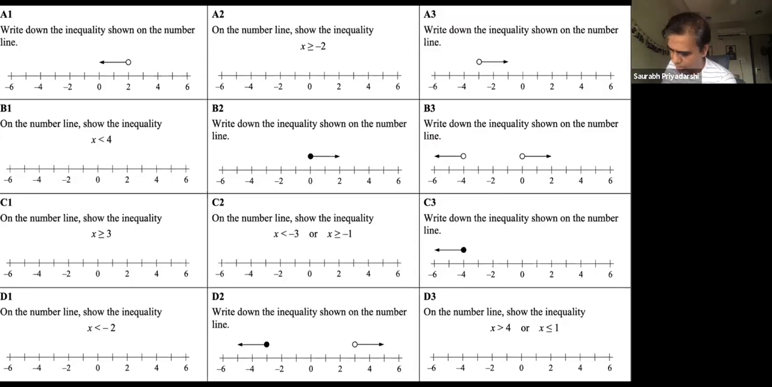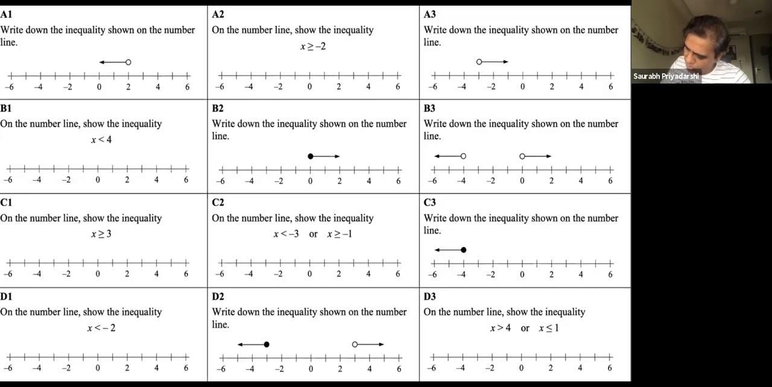X greater than minus 3, right? This number is minus 3. So this will be minus 3 to infinity, both open, right? X less than 4, minus infinity to 4, right? 0 to infinity, closed, open. Minus infinity to minus 4, union 0 to infinity, right? 3 to infinity, closed, open, right? Minus infinity to minus 3, union minus 1 to infinity, right?